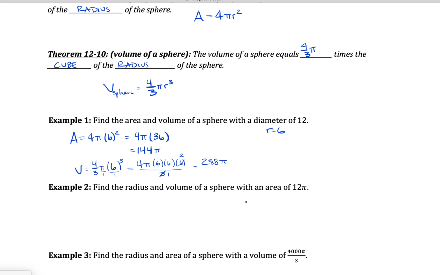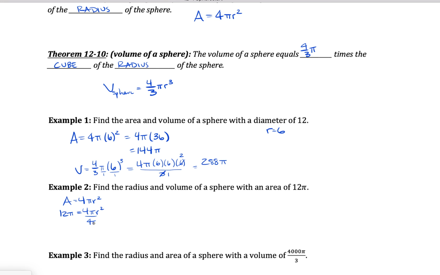Next up, we have an example where I give you the area and I want to know the radius and then the volume. So we're going to take that area equals 4 pi r squared, and we're going to sub in a 12 pi for the area. So now we have 12 pi equals 4 pi r squared.